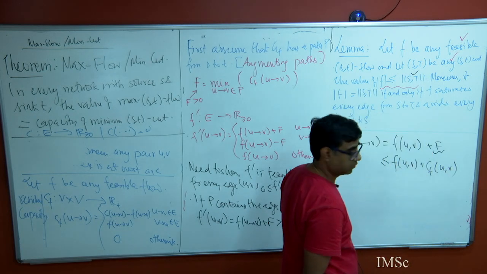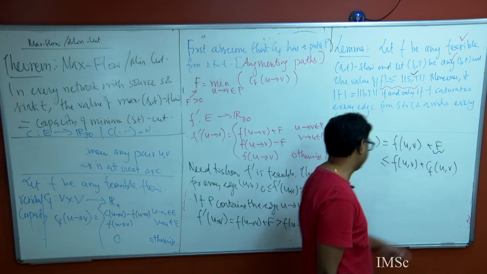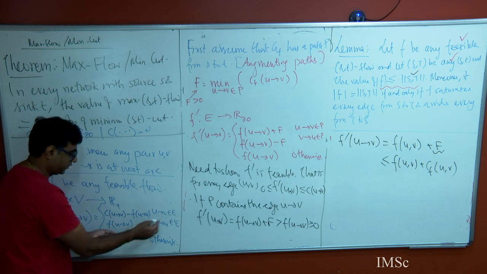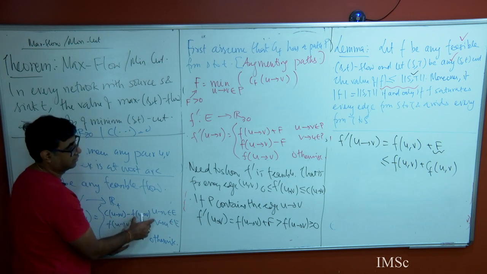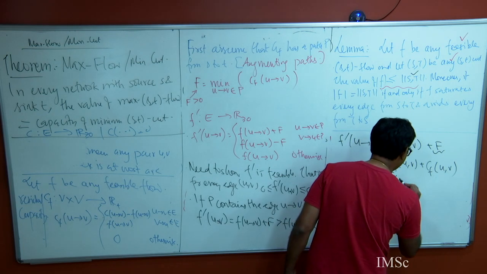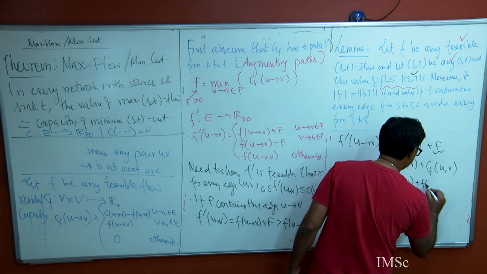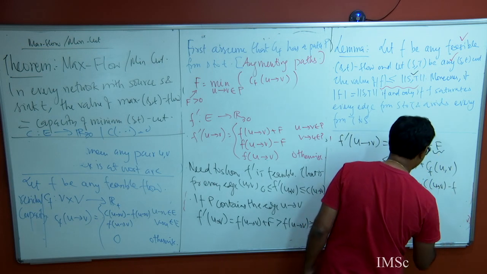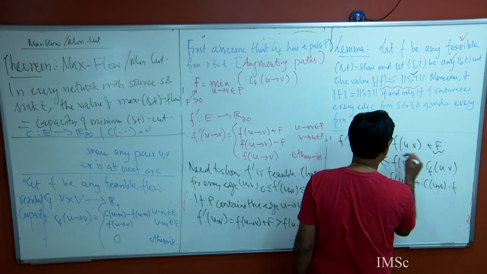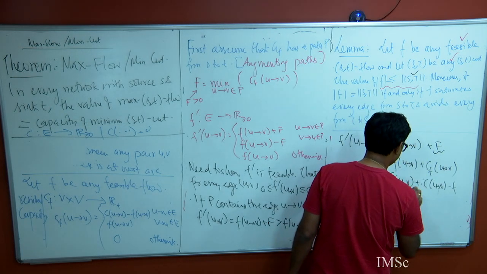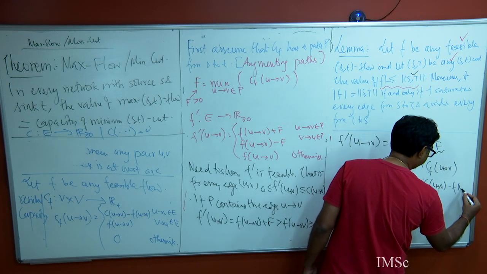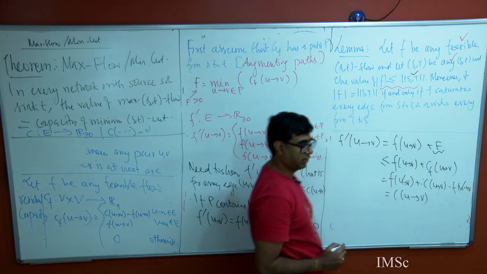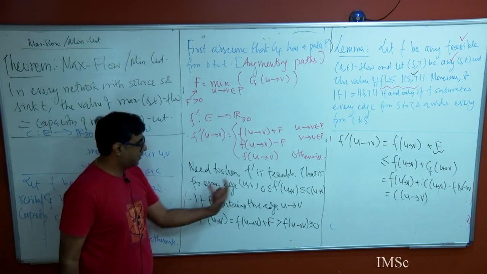right? But what is the definition of residual capacity of uv? Well, the definition of residual capacity of edge UV, if UV is present on this edge, it's C of UV minus F of UV, right? So this is equal to, by definition, F of UV plus C of UV minus F of UV. This gets cancelled, this is the capacity of UV, right? So this is done if UV is part of the path, okay?